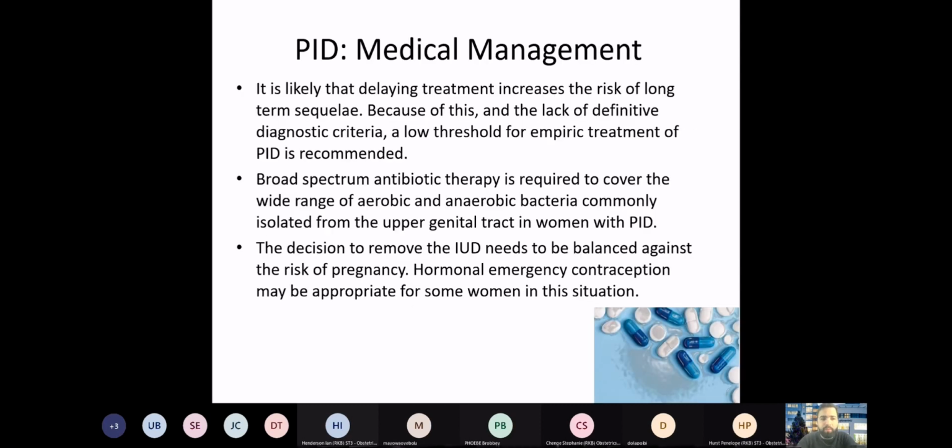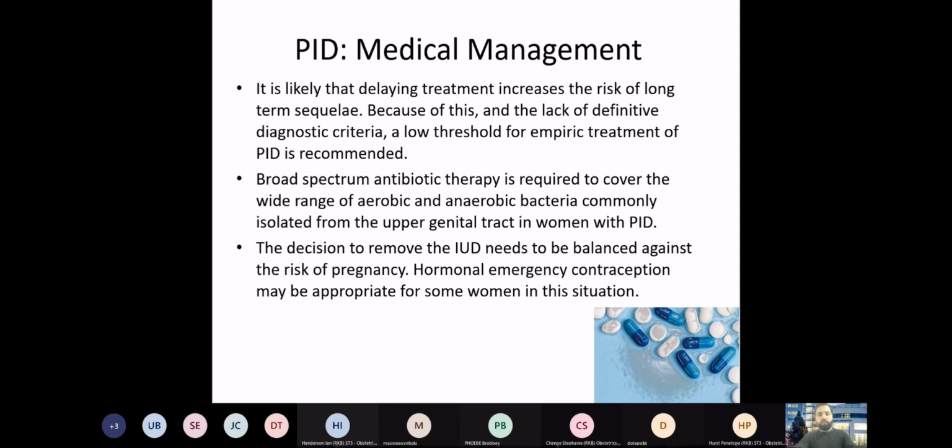So, coming to the management part of it. Of course, delaying the treatment increases the risk of long-term complications, and hence it's important to have a low threshold for empirical treatment of PID. Broad-spectrum antibiotics are usually required to cover a wide range of aerobic and anaerobic pathogens commonly isolated from the upper genital tract in women with PID.